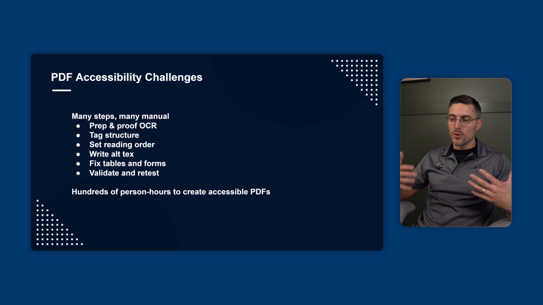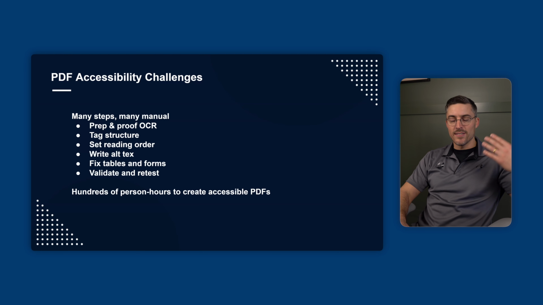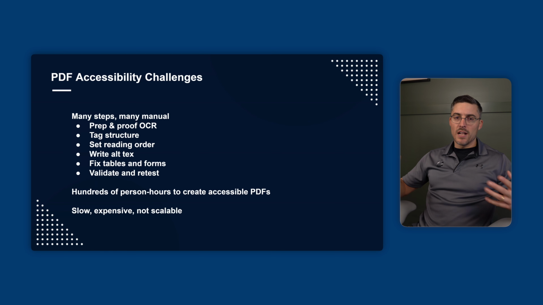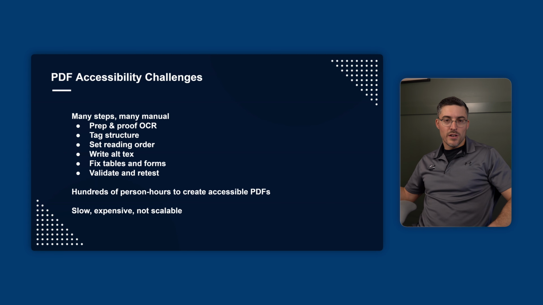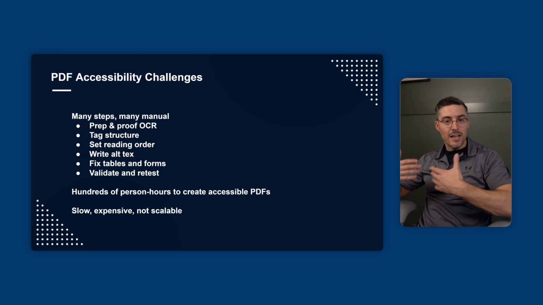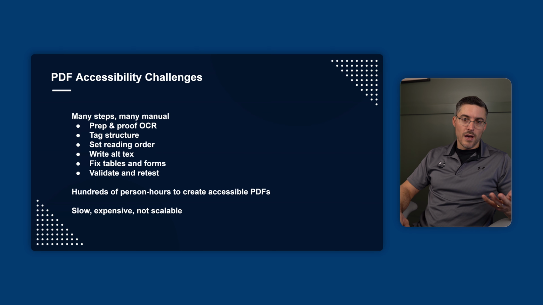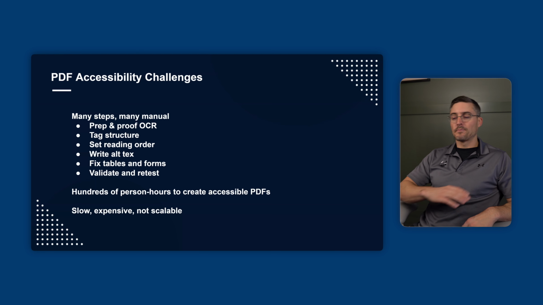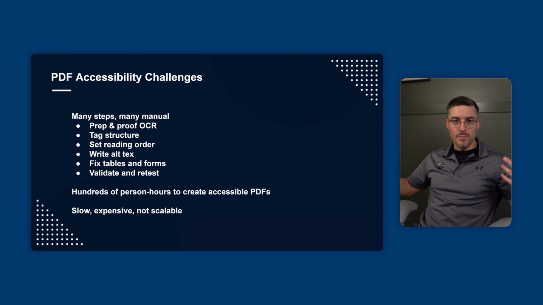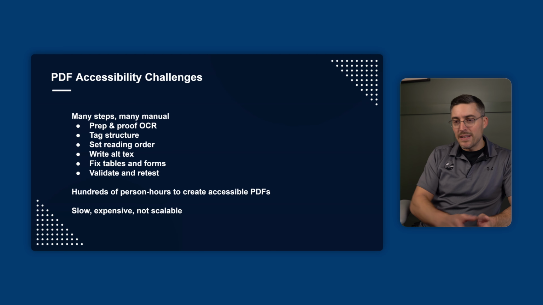There's hundreds of person hours to create accessible PDFs. It takes a long time and is expensive. So it's slow, expensive, and not scalable. If you have thousands of PDFs you want to do, it's going to take a long time and a lot of labor and expense for your organization to do that yourselves. The general rule of thumb is that it takes about 30 minutes per PDF page to make it accessible, kind of minimum. So if you have thousands of pages, that is a long time to make a document accessible. You could reach out to an organization that does this. There have been companies and tools that have done this, but it's expensive.